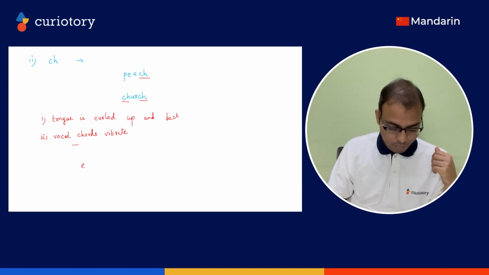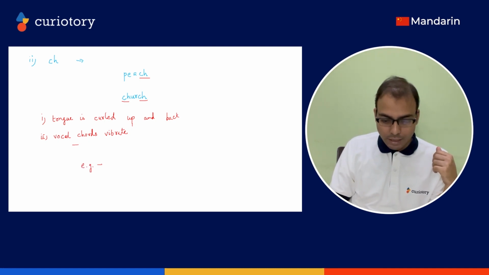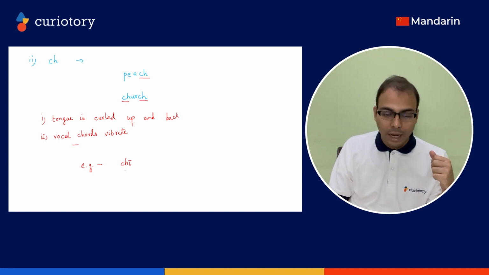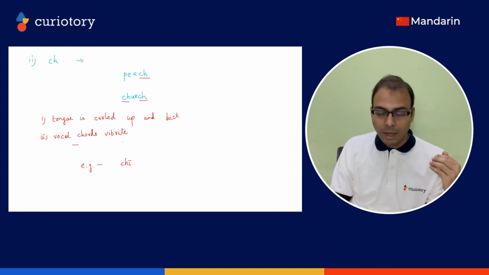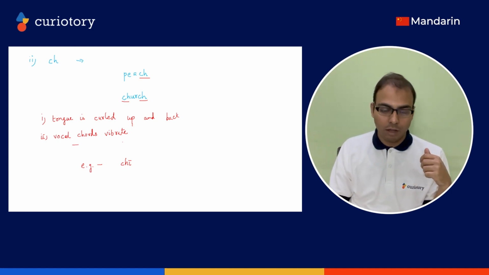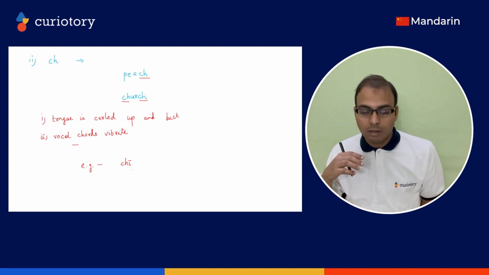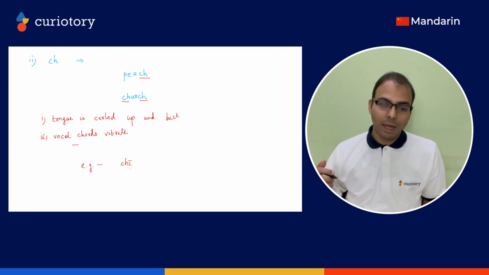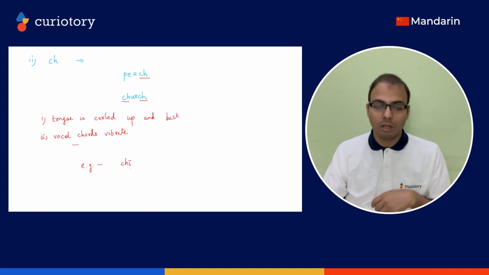Let's take an example to make it more clear. CHI. How is it pronounced? CH is just like the CH in peach or the CH in church. And the two rules are: tongue is curled up and back, and the vocal cords should vibrate. So the example we took is chr. As we say chr, our tongue is curled up and back and our vocal cords are vibrating.